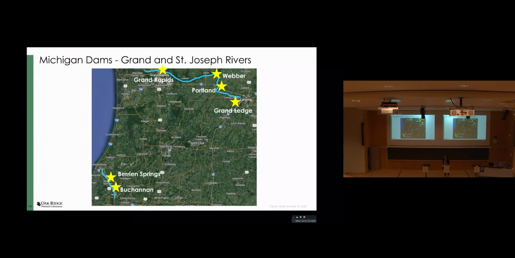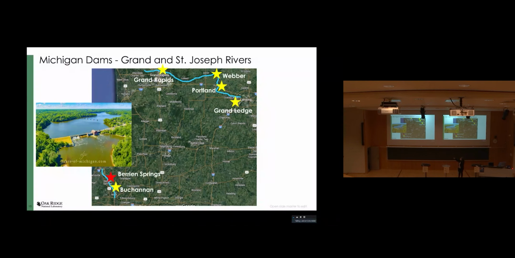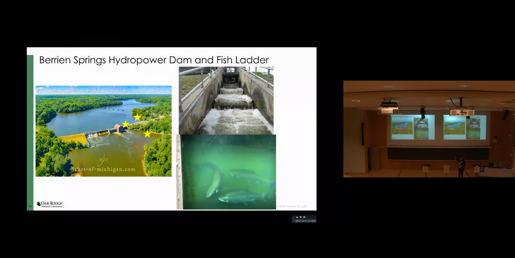To test this, looking at the differences between eDNA and eRNA and real passages, we conducted a study in Michigan on 2 rivers, the Grand and St. Joseph rivers, across 6 dams. Some are powered, some are non-powered. We're going to focus today on just this one, Berrien Springs, which is a powered dam, and it has a fish ladder and a fish viewing window. So we can directly compare our molecular results to visual count data.